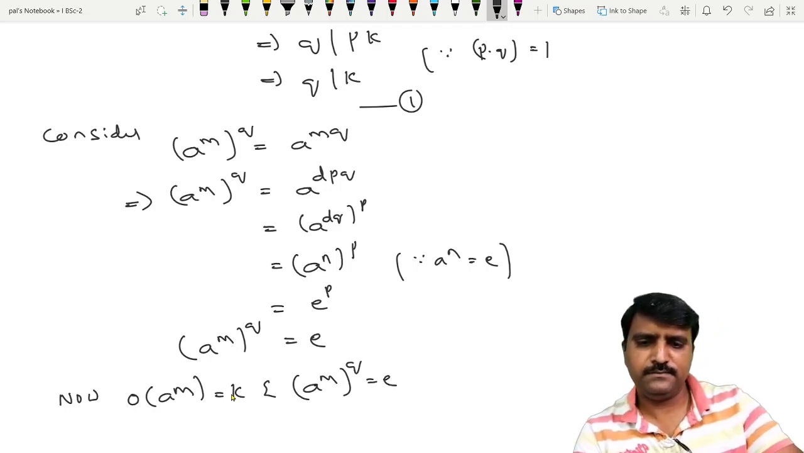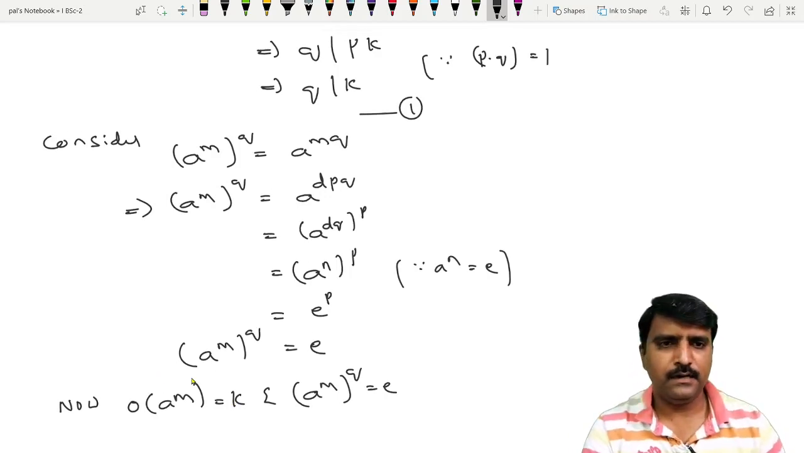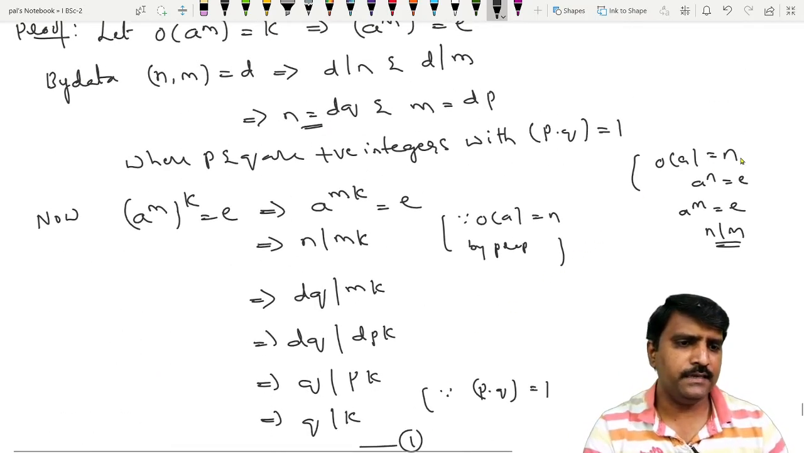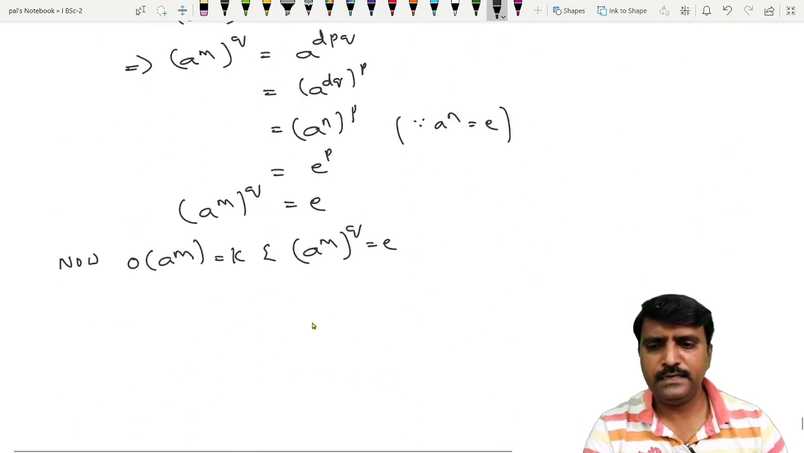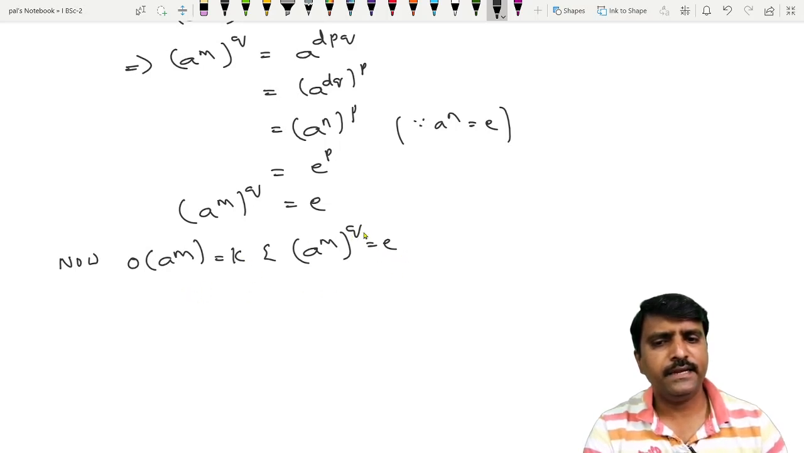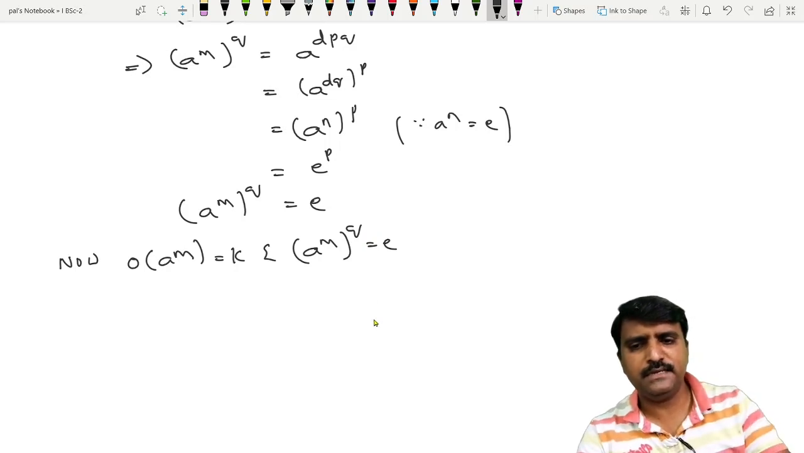What does it imply? I already told you the order of a is n. So you can write a to the power of n is equal to a to the power of m, this is another integer. When we put it in and get e, then definitely n divides m. So similarly here the order of a to the power of m is k, but when you put the power of a to the power of m as q, it gives e. Then what does it imply? Then definitely k divides this q.